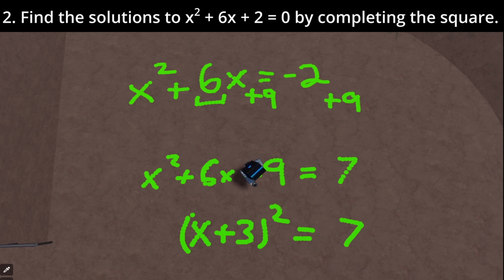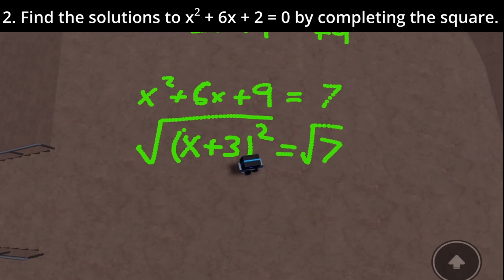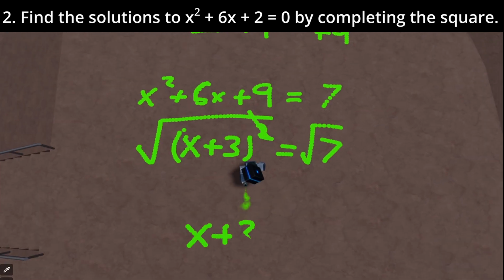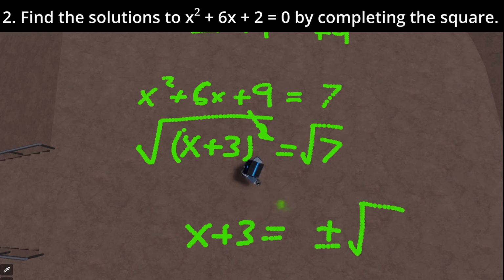So now let's just take the square root of both sides. So I'm going to take the square root here and take the square root of there. The square and the square root cancel, and I'm left with x plus 3. And this is going to be equal to the plus or minus square root of 7. Because we did this square root to cancel out (x plus 3) squared, therefore you have to take the positive and the negative solution.